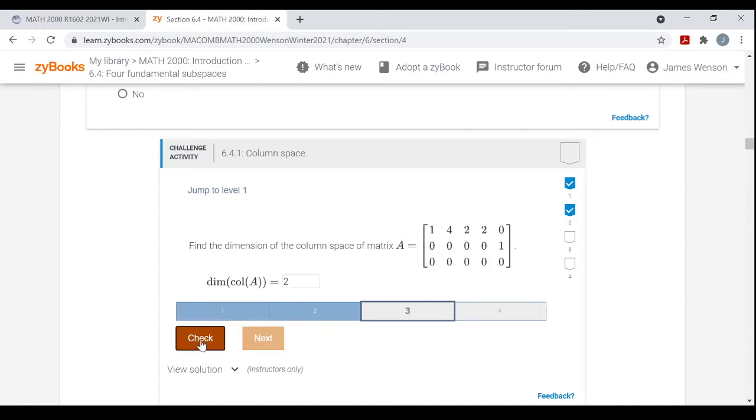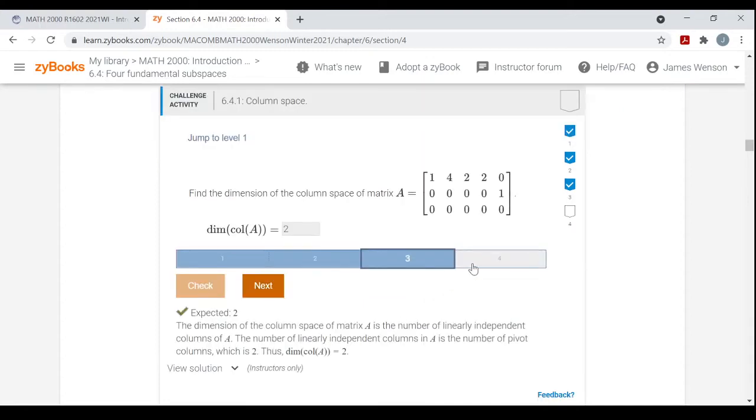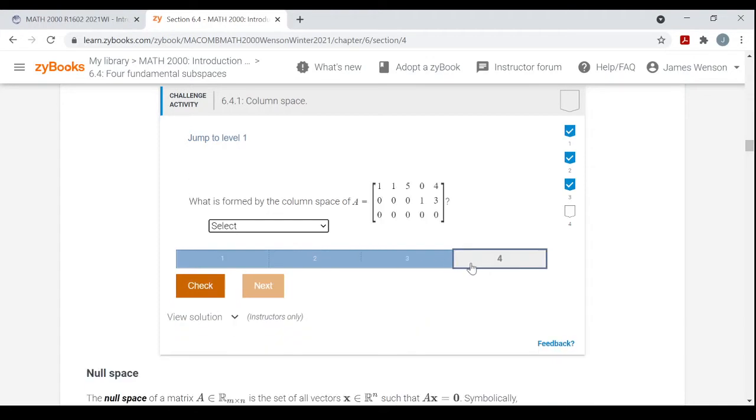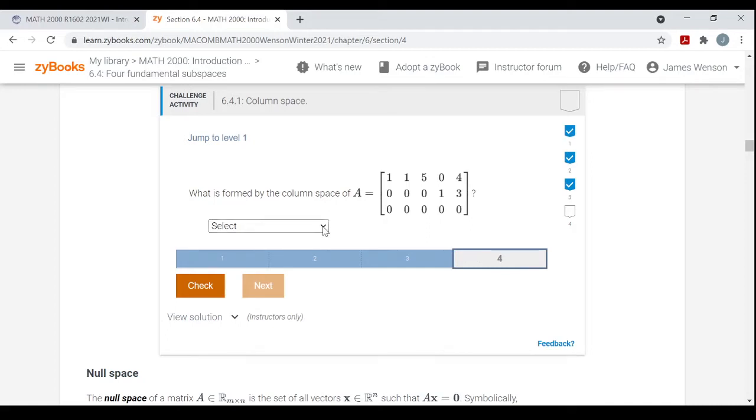And I'll leave the last one to you. And it's probably asking for... Now, you can't see my options here, but you have choices. What is formed by the column space? Remember, the 0 vector is one of the options. Again, you're not able to see them in the recording for some reason. But I've got the 0 vector.